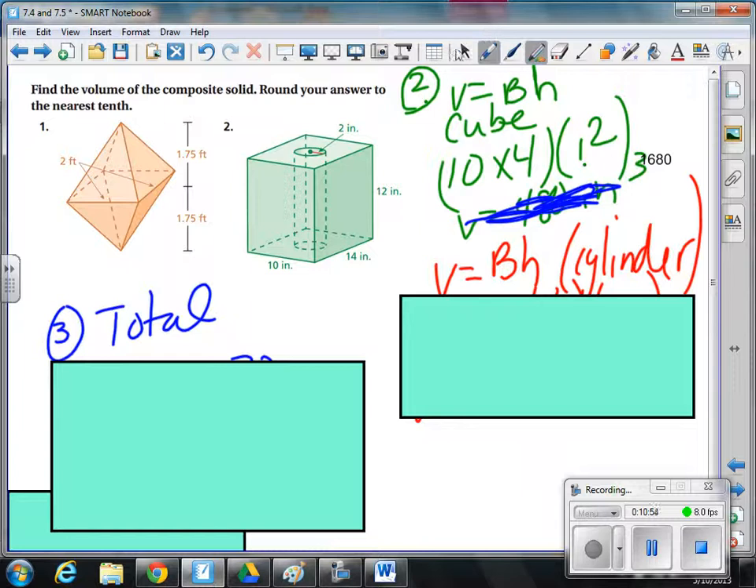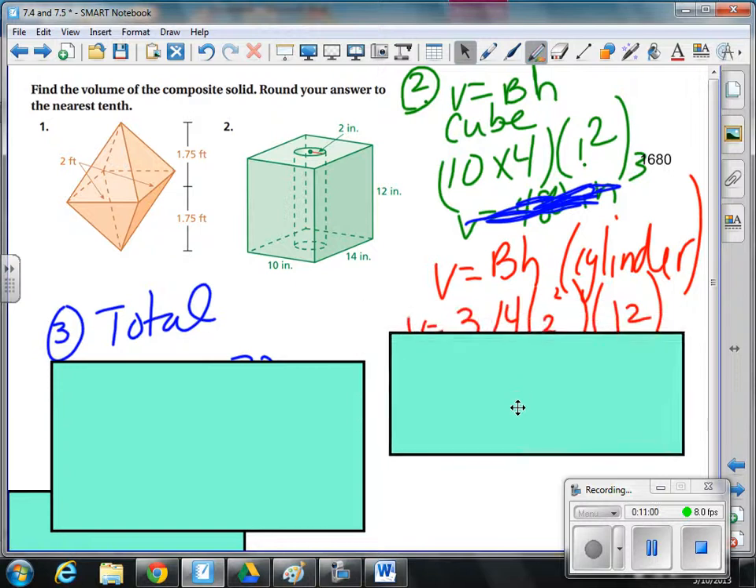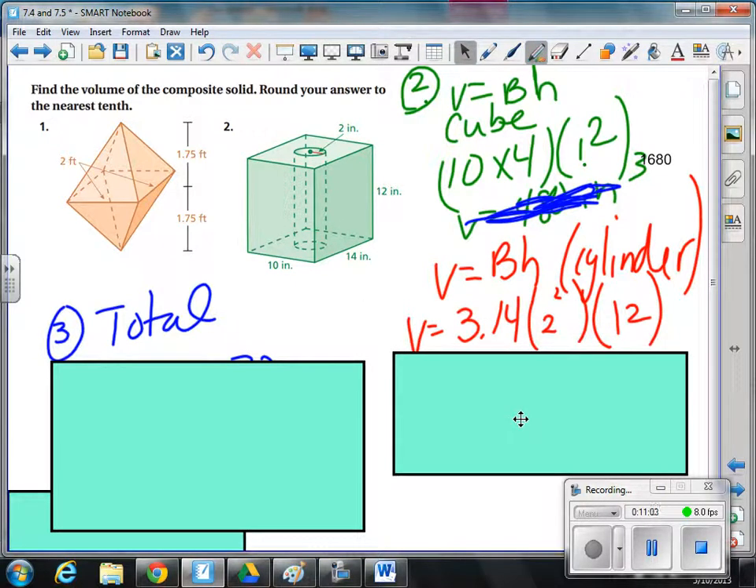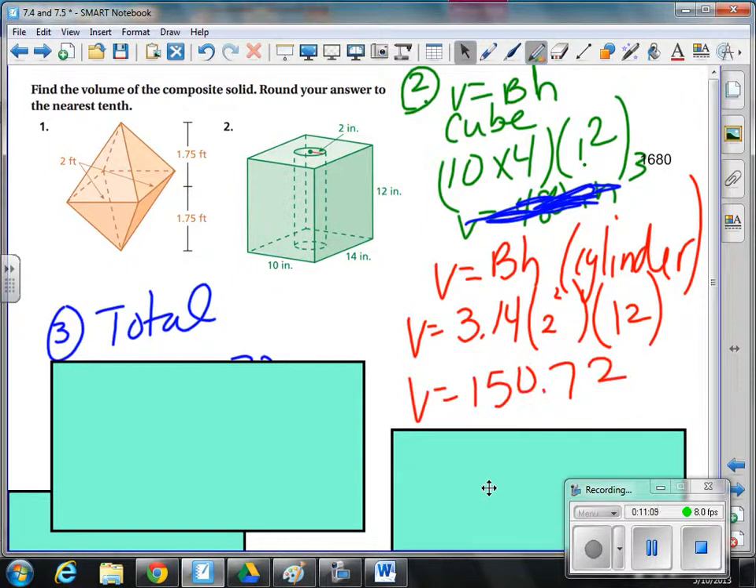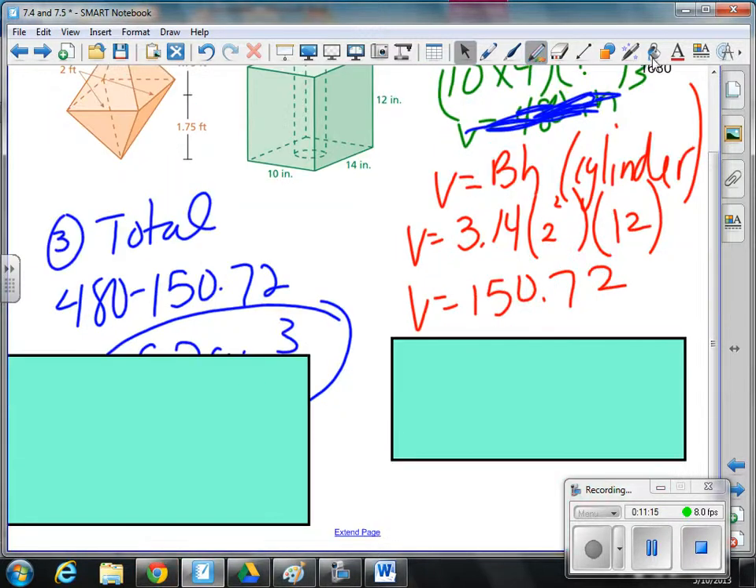Okay, and the volume of the cylinder is area of the base times the height. So we do 3.14 times the radius squared. The radius in here is 2, times the height of 12, and we get a total answer of 150.72. So this total will be wrong in here as well.